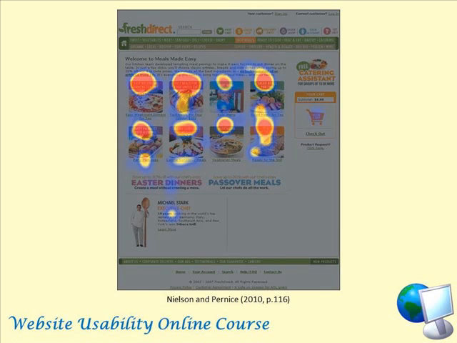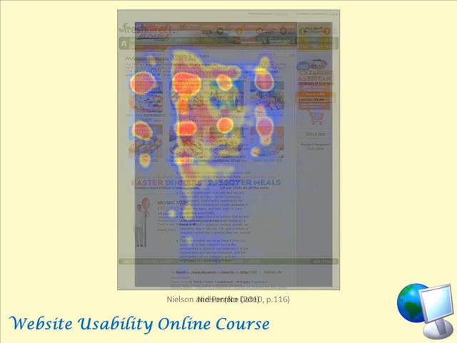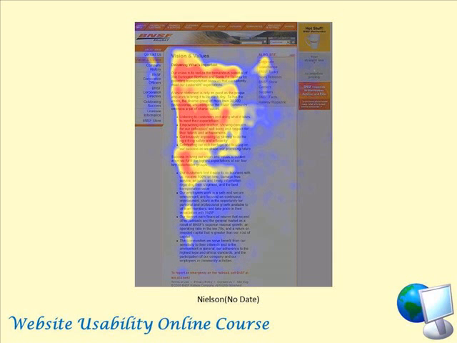Unfortunately, both Krug and Nelson and Penrice identify there is no set pattern of where people look when they view a website. Look at this diagram. In this case, people are starting from the top left and working their way down. While they read the content at the top of the page, they appear to be losing interest as they get halfway down the page.